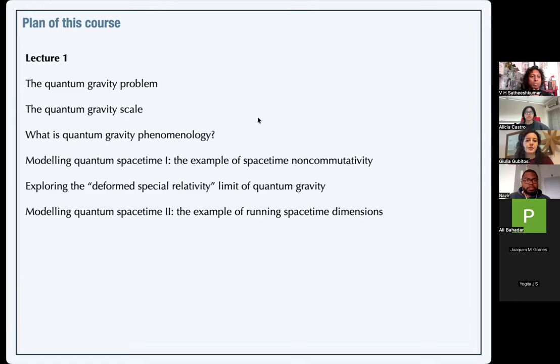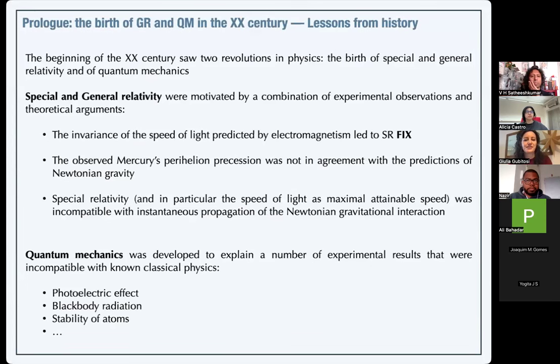So today there's not going to be discussion about actual experiments. I want to set the ground, and then experiments or observations are going to appear from tomorrow onwards. Okay, let me start. So first, a little bit of a prologue.